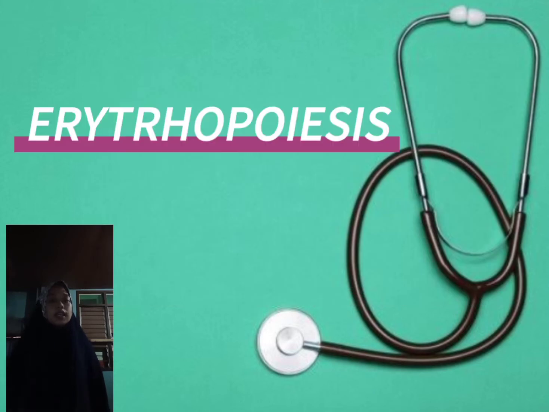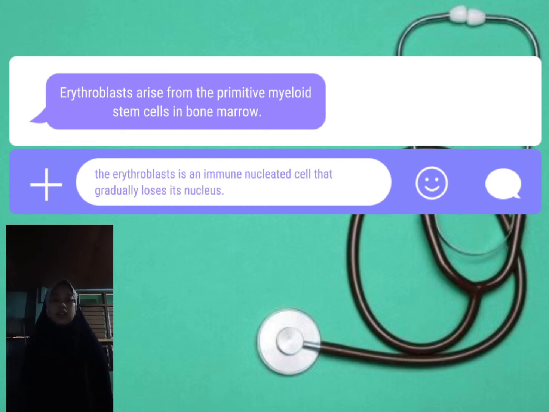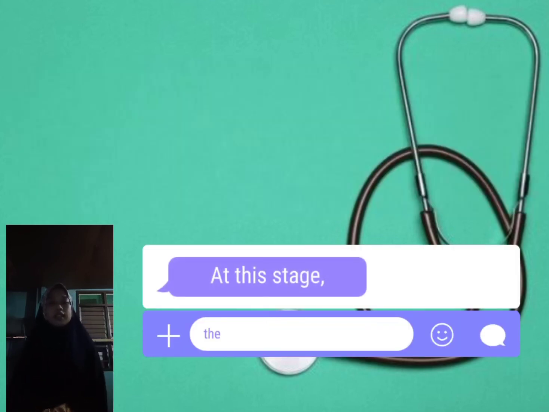The next one is erythropoiesis. Erythropoiesis arises from the primitive myeloid stem cells in bone marrow. This is an immature nucleated cell that gradually loses its nucleus. At this stage, the cell is known as the reticulocyte.